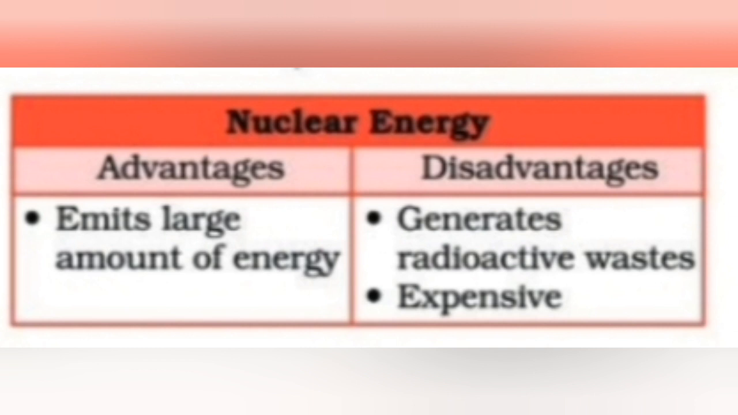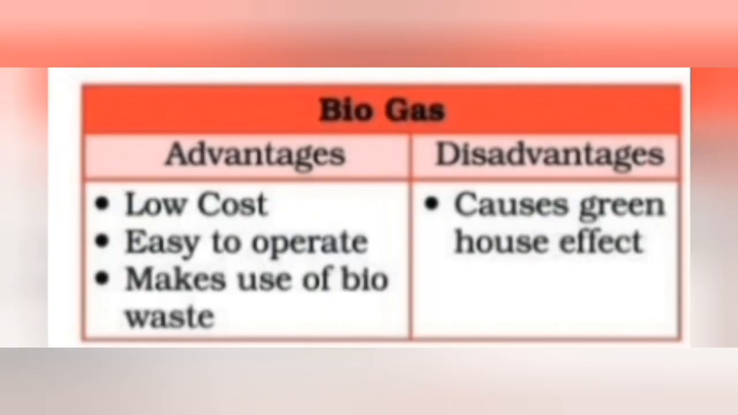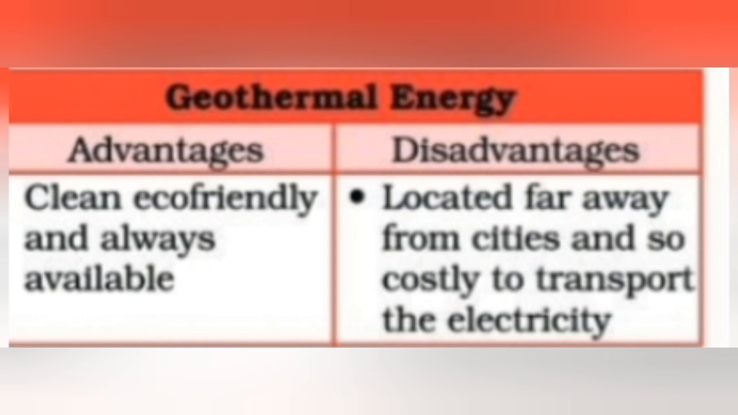Next, nuclear energy. Advantages: emits a large amount of energy. Disadvantages: generates radioactive waste, and it is expensive. Next, biogas. Advantages: low cost of production, easy to operate, makes use of bio waste. Disadvantages: causes greenhouse effect. Geothermal energy. Advantages: clean, eco-friendly, and always available. Disadvantages: located far away from cities and so costly to transport the electricity.